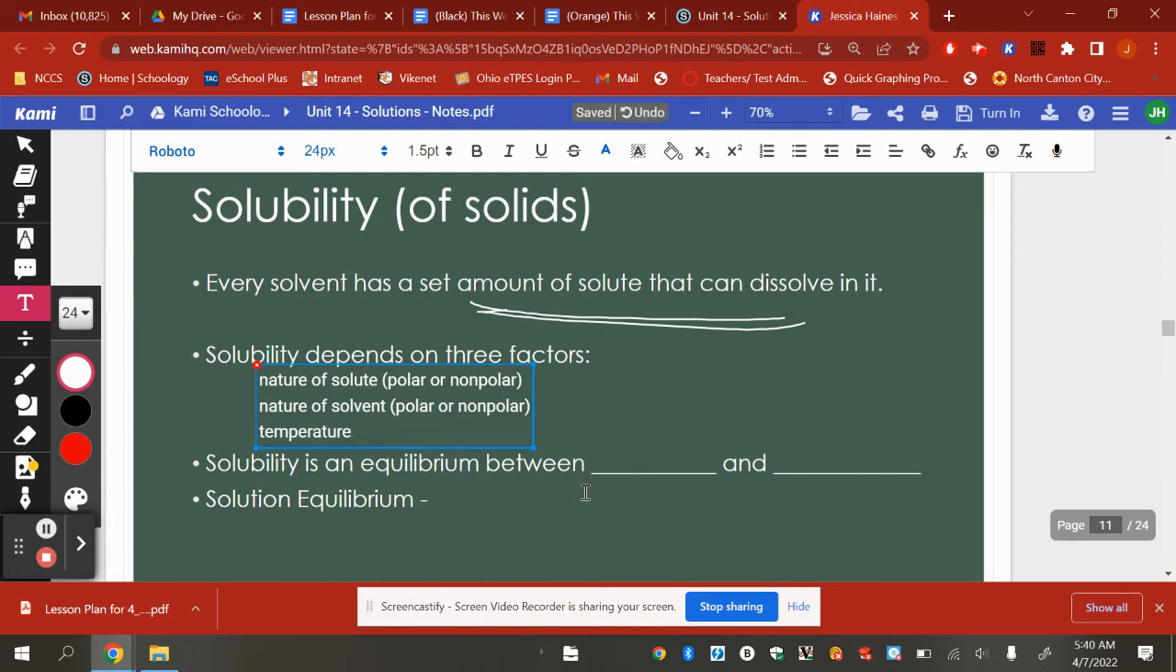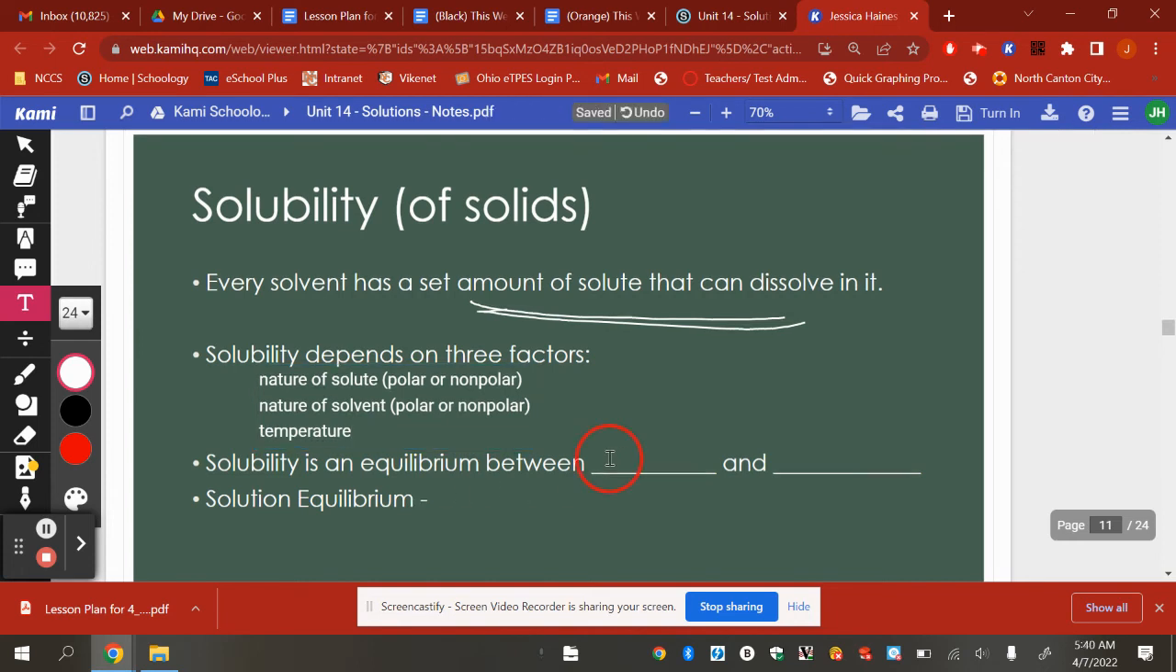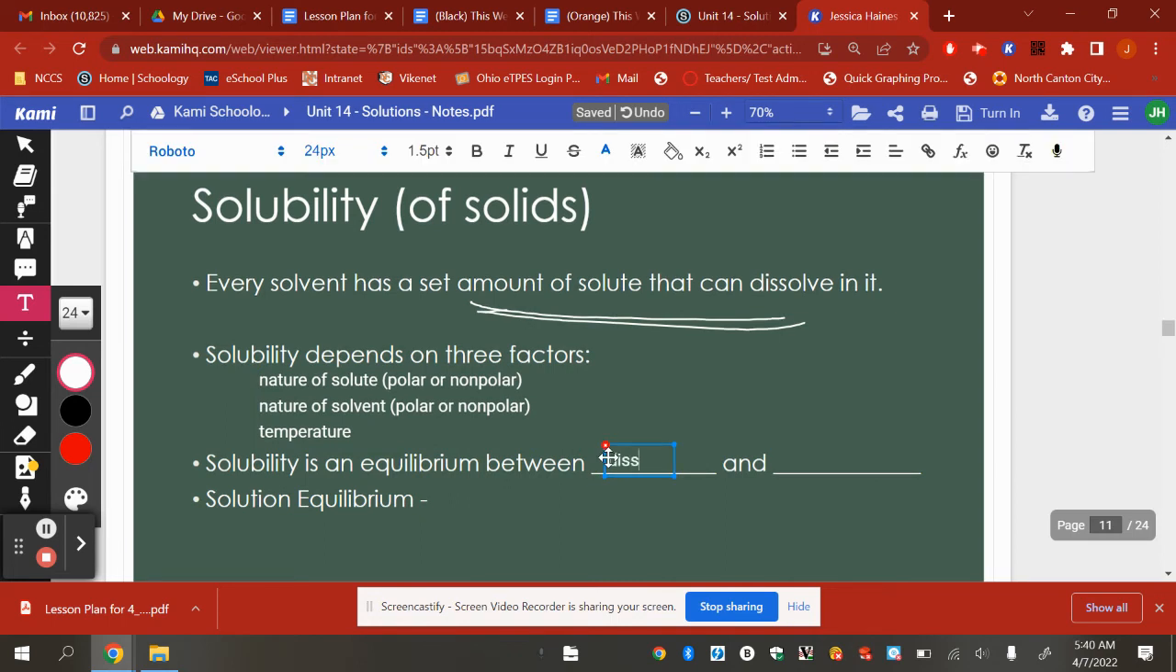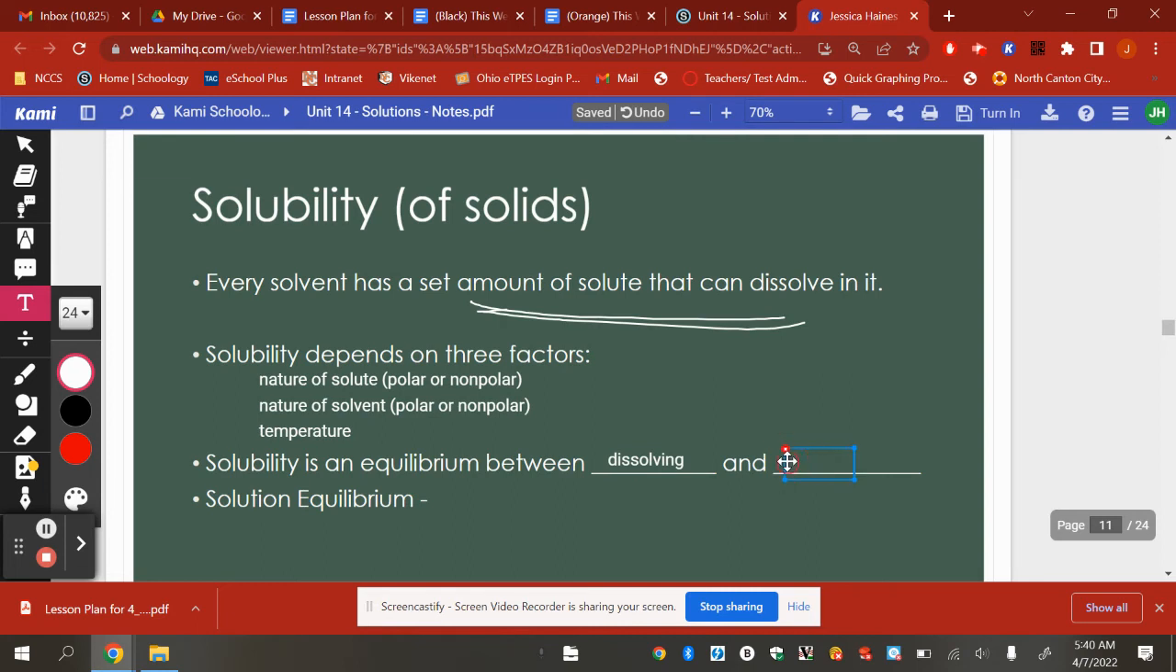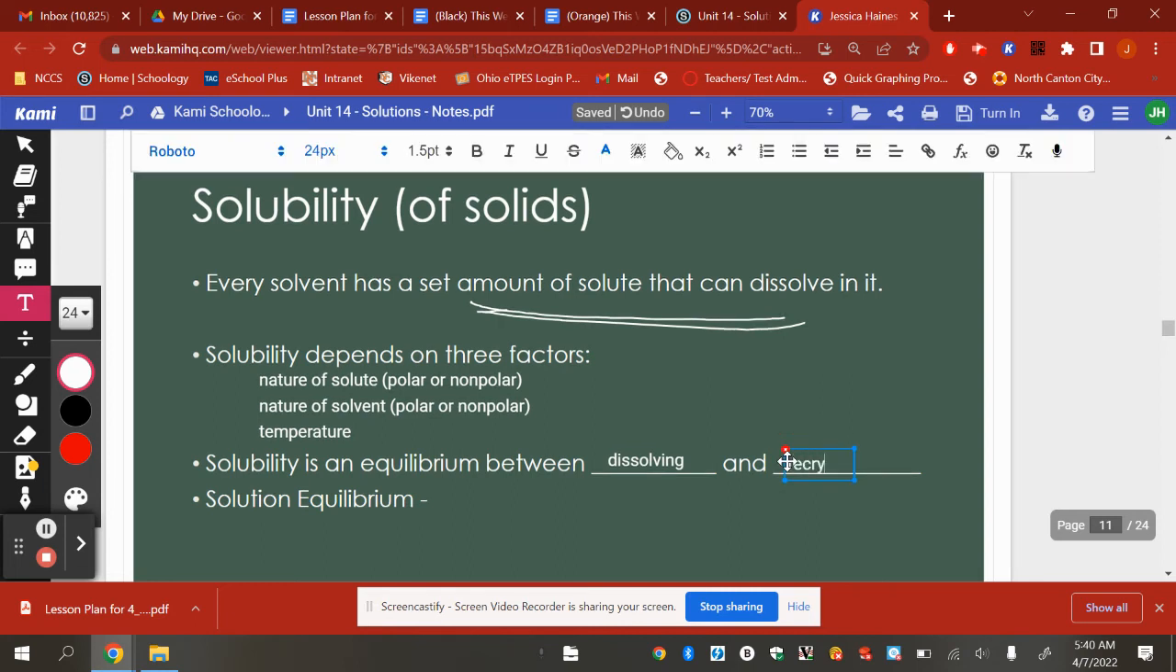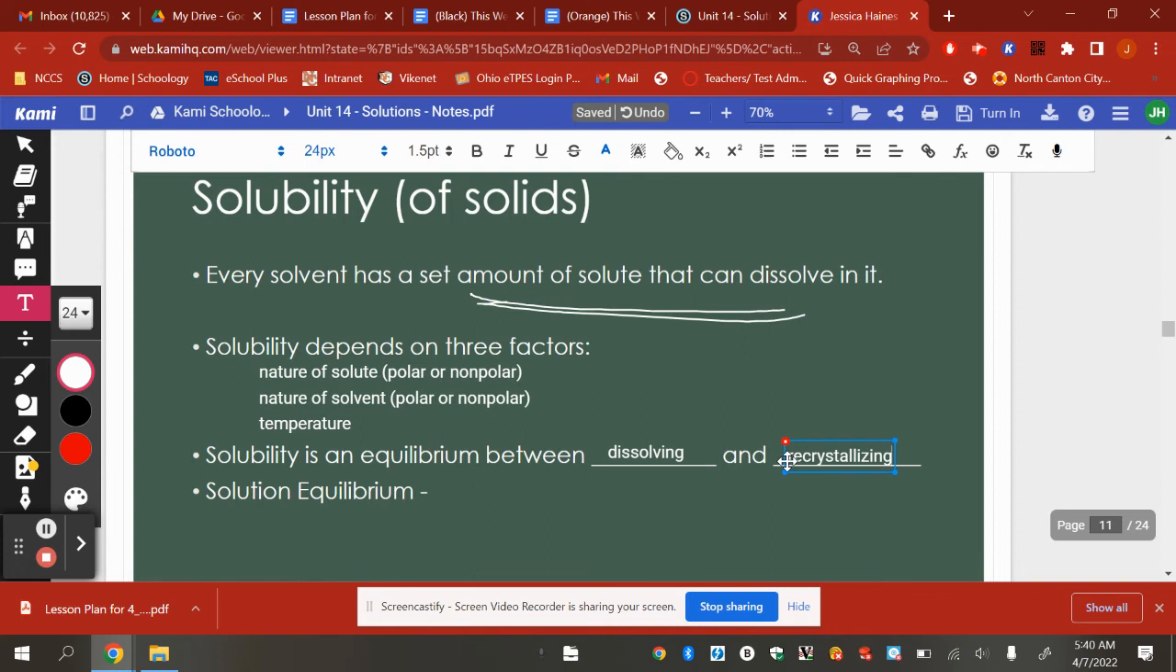Solubility is an equilibrium between dissolving and recrystallizing. Okay, so basically when we have a solution, even when we make Kool-Aid, we dissolve the Kool-Aid powder. And as we're dissolving it, particles are breaking apart. They're dissolving, right? But then also what's happening is they're coming back together and forming crystals again.